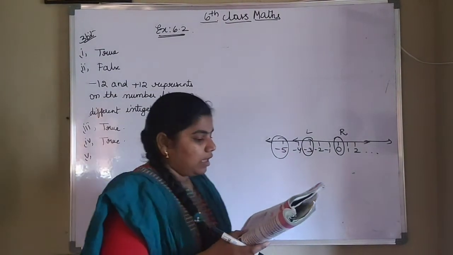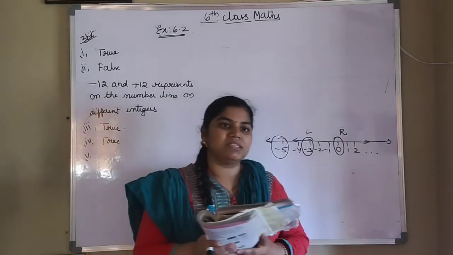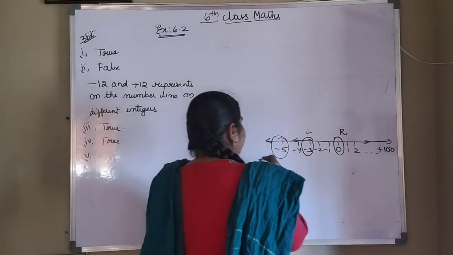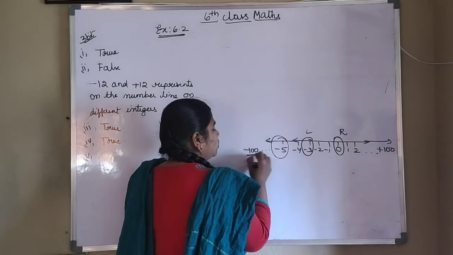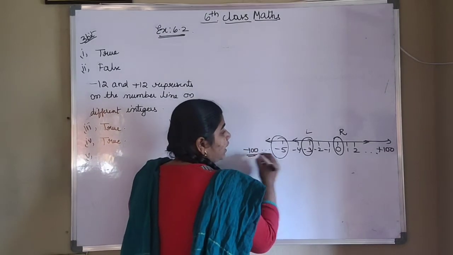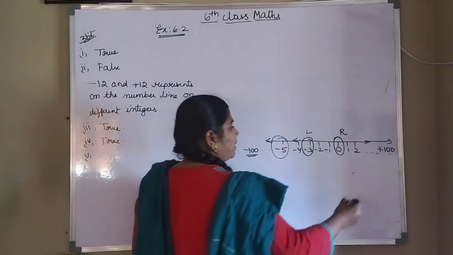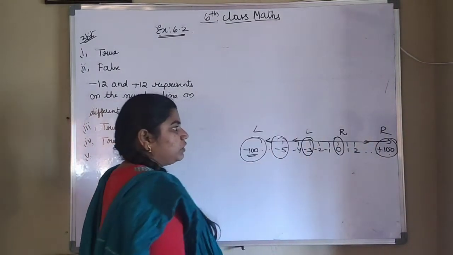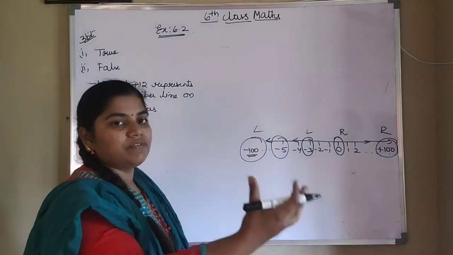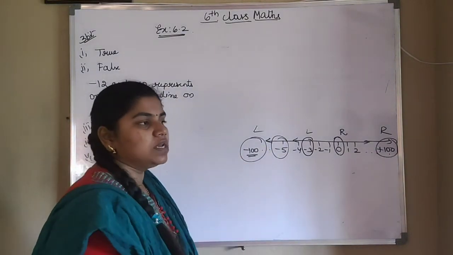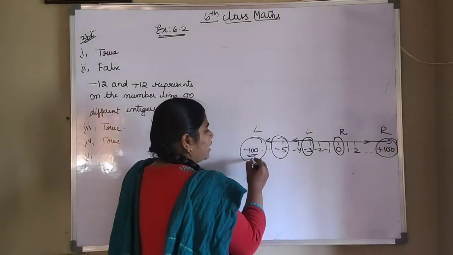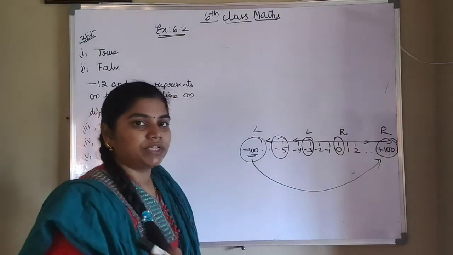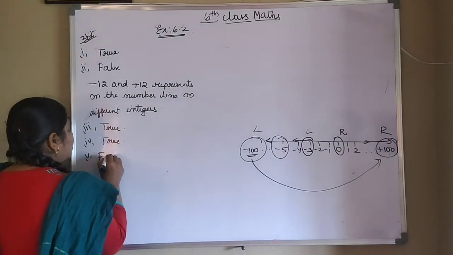Next, fifth one, -100 is greater than +100. +100 means it will be lying here and -100 will be here. So what they gave, this value is greater than this value it seems. Here +100 is on right side and -100 is on left side. So what is our note? Always the right side values will be greater than left side values. But they have given left side value, that is -100 is greater than +100 they told. So that is false.